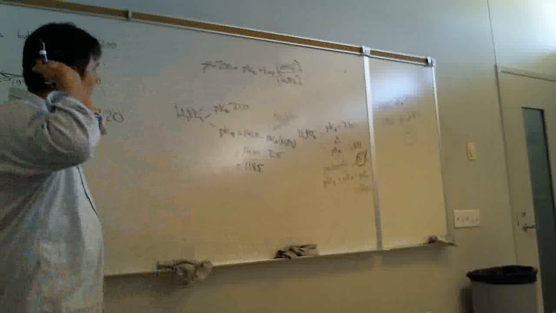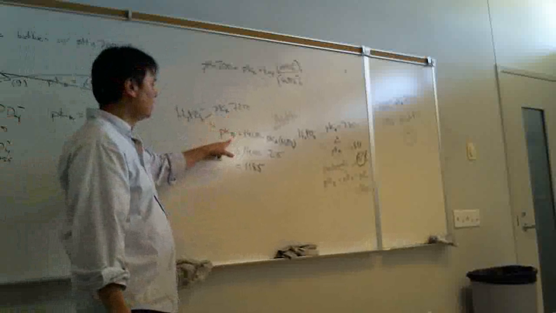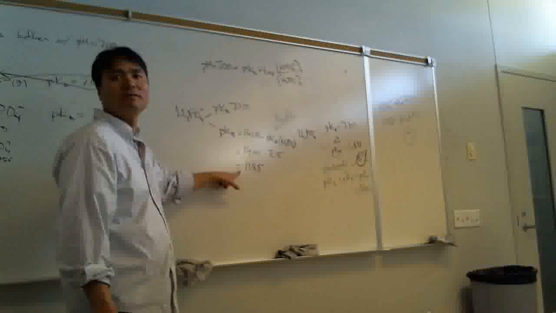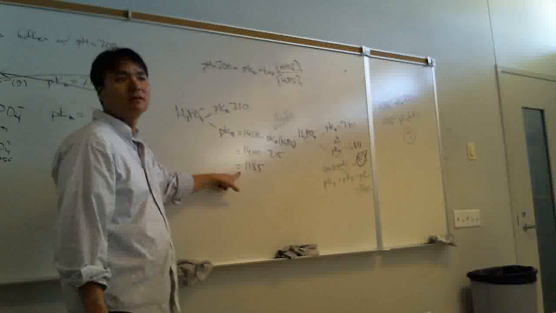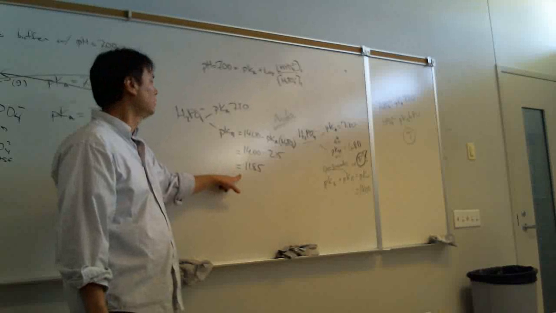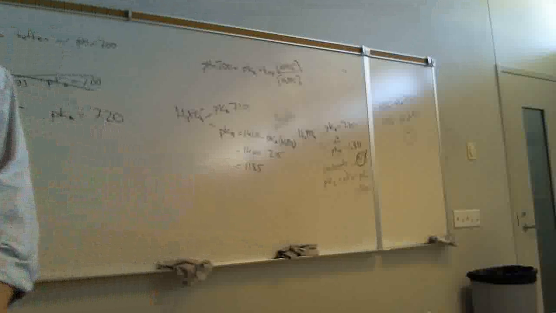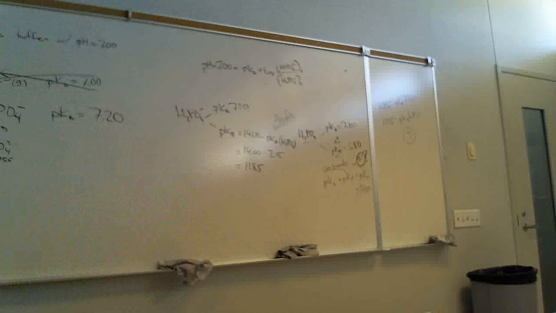Oh, so maybe you're right, because if the Ka is around 10 to the minus 7 and the Kb is around 10 to the minus 12, right? Then maybe we could ignore the Kb. Yes?